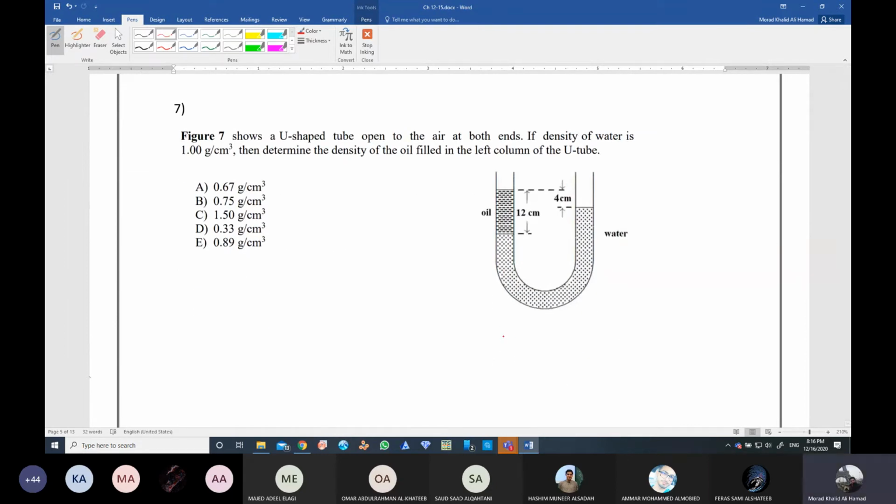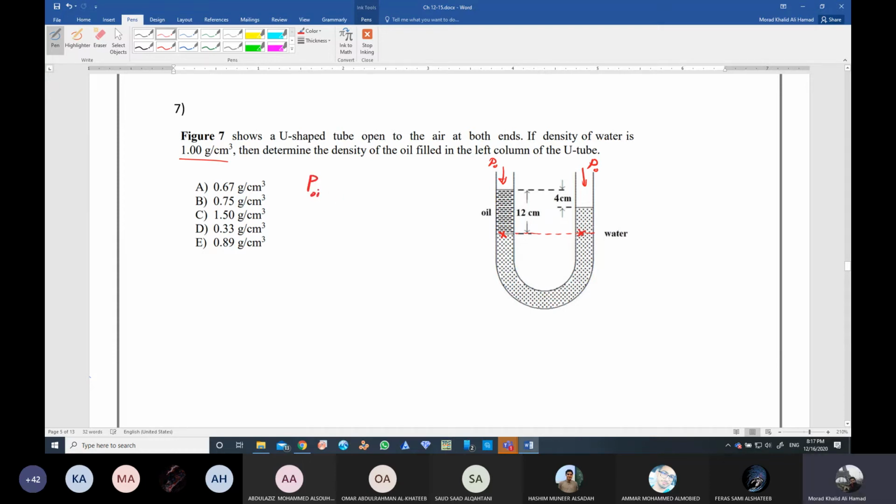Here in this figure, we have a U-shaped tube open to the air at both ends. If the density of water is 1 gram per cubic centimeter, then determine the density of oil filled in the left column of the tube. We need to analyze this figure. Here we have atmospheric pressure, P0, and similarly here we have atmospheric pressure since it is open. And you know, the pressure at the same elevation is equal, which means if you take this point and this point, they have the same pressure.